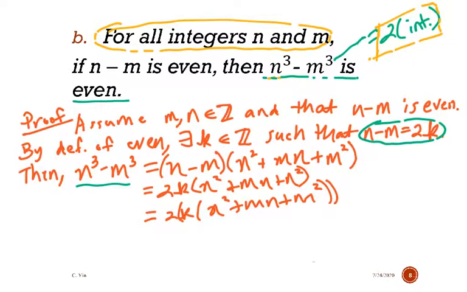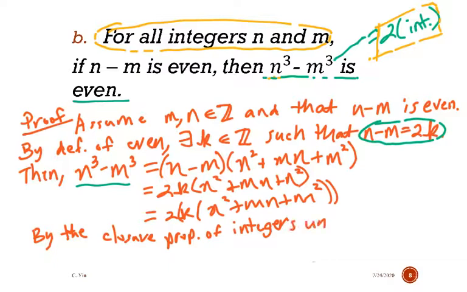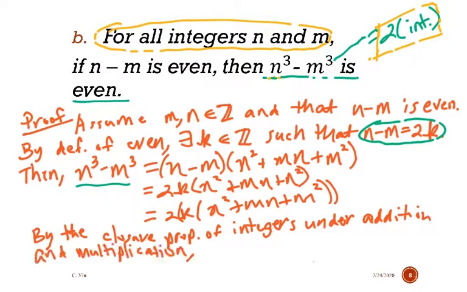So now we just need to be able to say that what's inside the parentheses is indeed an integer. And so here we will say, by the closure property of integers under addition and multiplication, then we have this k times the n squared plus mn plus m squared is indeed an integer. And so then we really have it.